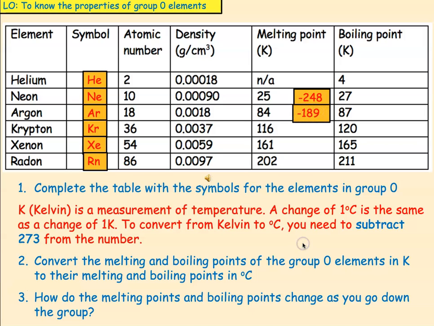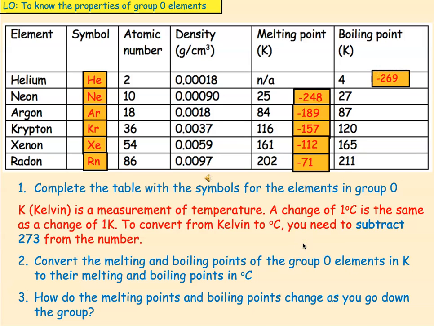84 Kelvin is minus 189. 116 Kelvin is minus 157. 161 Kelvin is minus 112. And 202 Kelvin is minus 71 degrees Celsius.